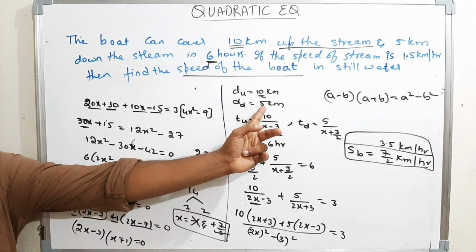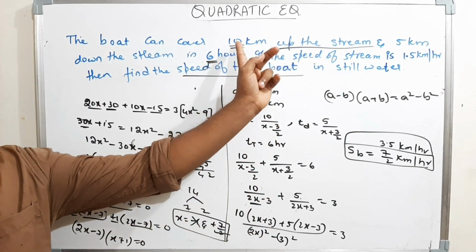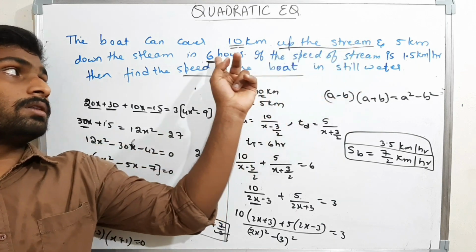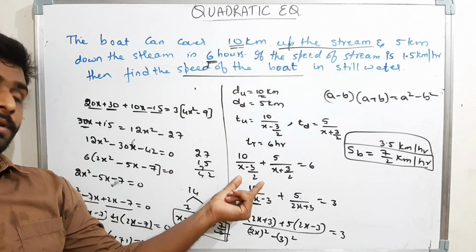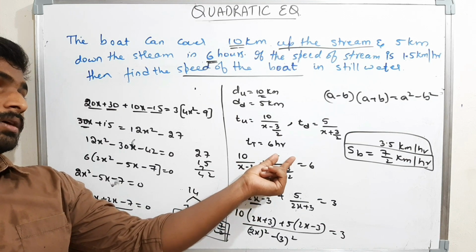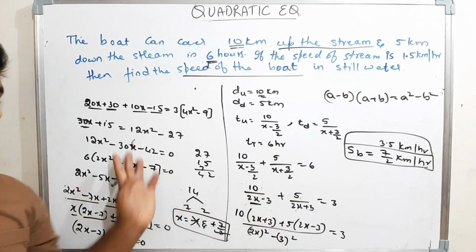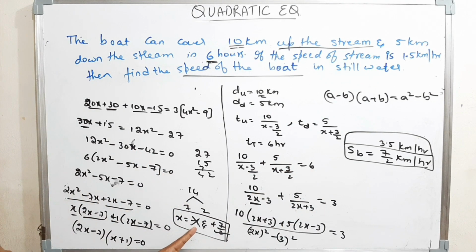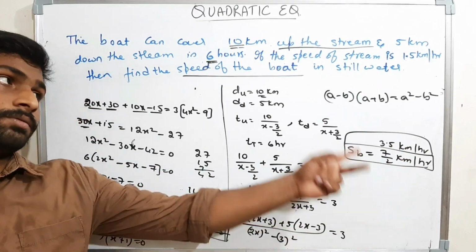Now, what is the distance traveled in upstream? 10. Distance traveled in the downstream is 5. And what did they give in the question? They gave in the question that to travel both 10 plus 5, the time taken is 6. Therefore, what is the time taken? Distance by speed, that is 10 by x minus 3 by 2 plus 5 by x plus 3 by 2 is equal to 6. Now solve it, you will get the answers as x is minus 1 and plus 7 by 2. Speed can't be negative. Therefore, I am taking 7 by 2, that is 3.5 kilometers per hour. That is the speed of the boat.